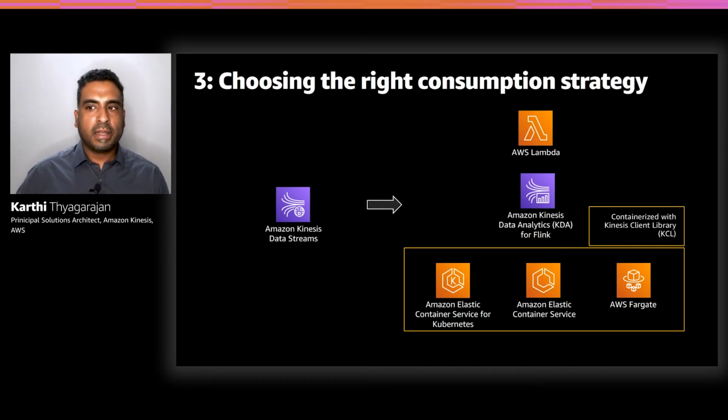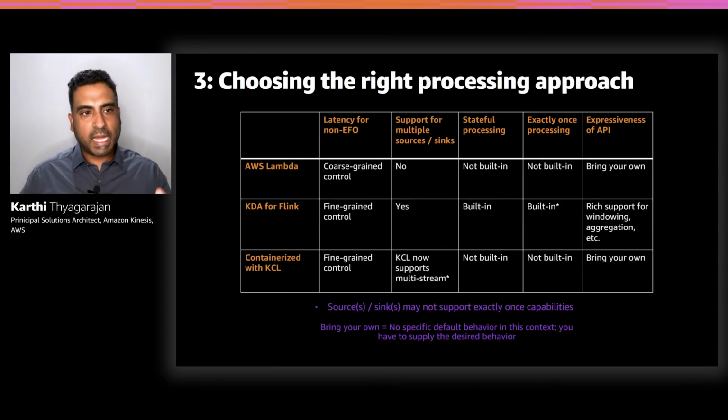So on the next slide, we'll actually combine these three options along with the key characteristics that you should keep in mind to help you decide on the best strategy for your needs. And here's that matrix. So you've got 3 rows, each representing the 3 options we talked about. And then on the columns, we have the characteristics that I mentioned. The first one that we'll consider is latency as it pertains to non-EFO consumers. With enhanced fanout, it's a no-brainer. You get 70 milliseconds of latency or better with all 3 options.